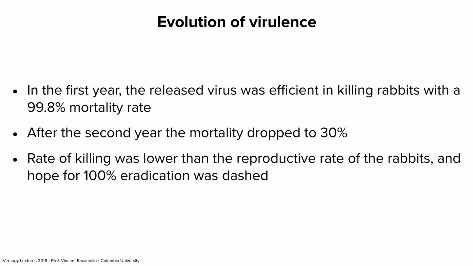So the first year they released this virus, it killed 99.8% of the rabbits. But then the second year, the mortality dropped to 30%. So those 0.2% of the rabbits had some mutations in them that made them more resistant, and the virus also changed to be less virulent. Then after that second year, the rate of killing was lower than the reproductive rate of the rabbits, and they could never eradicate it. So this is a failure because both the host and the virus evolved to a point where the virus was not killing all the hosts. I think it makes sense that that would happen. Otherwise, there's no host left for the virus.